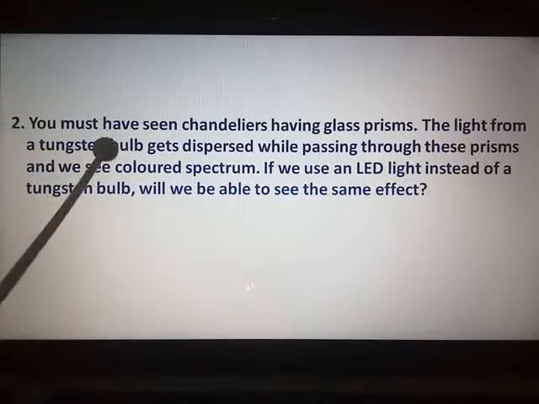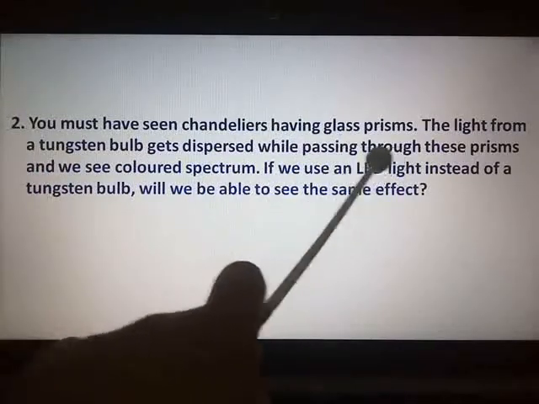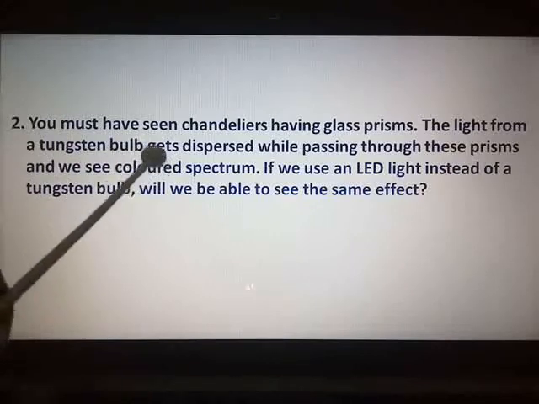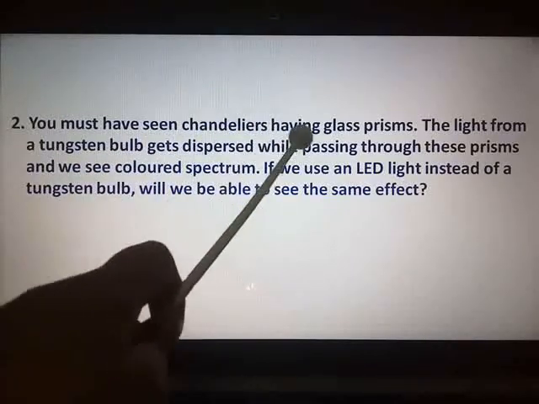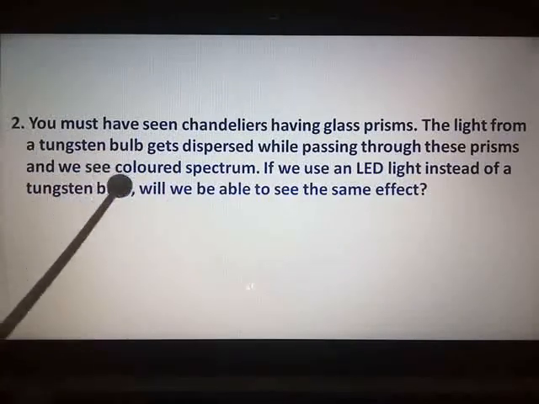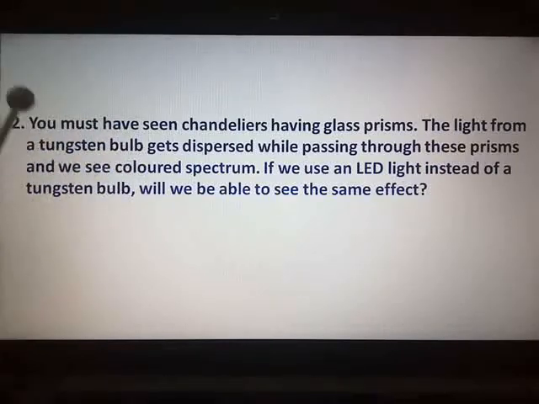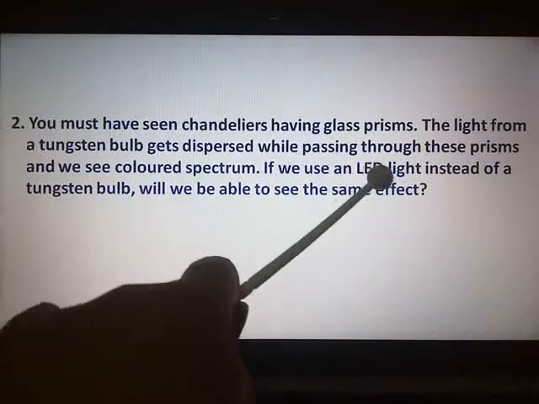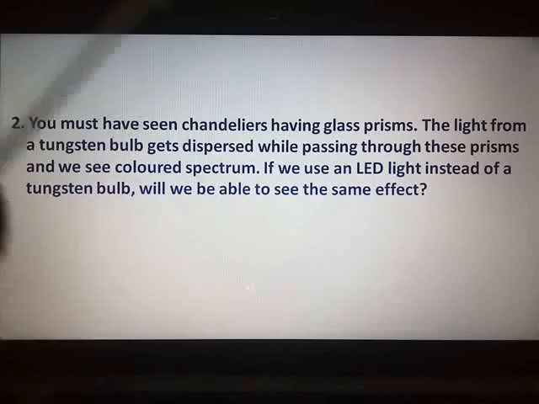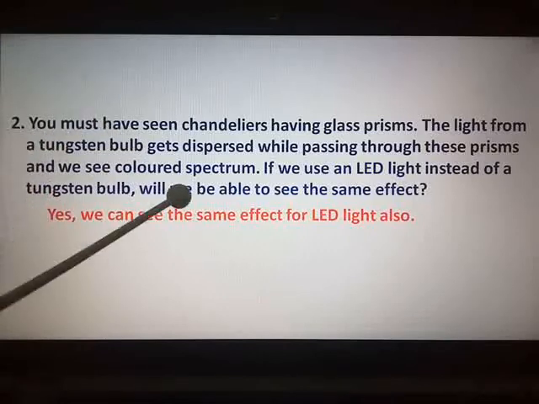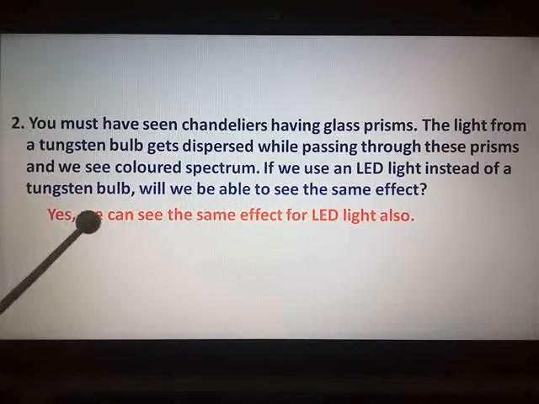The light from a tungsten bulb gets dispersed while passing through these prisms and we see a colored spectrum. If we use an LED light instead of a tungsten bulb, will we be able to see the same effect? Answer is yes. With the help of an LED bulb also, you will be able to get the same effect. And that is why I had placed the picture of a chandelier, that is a zumbar in Marathi.